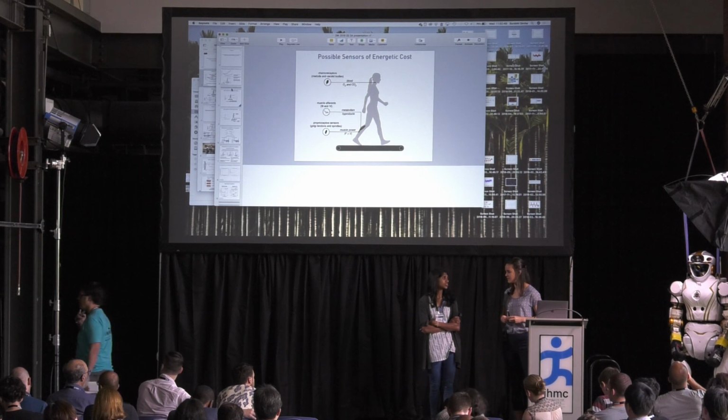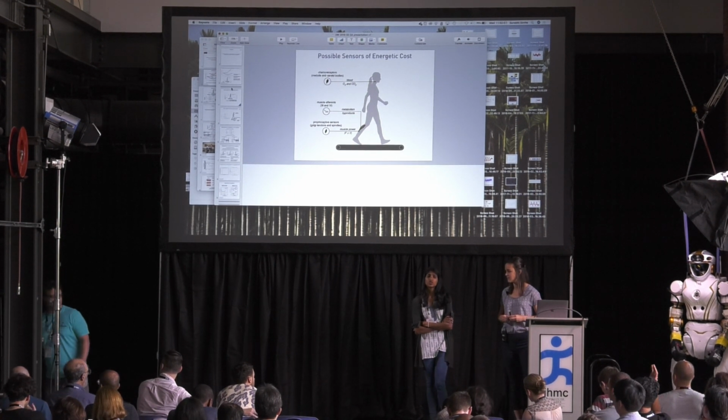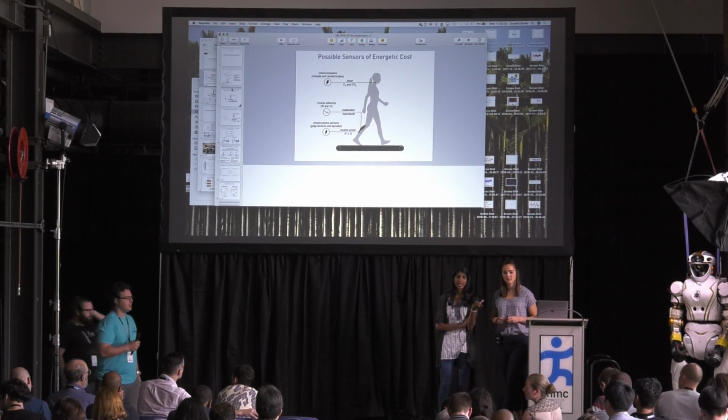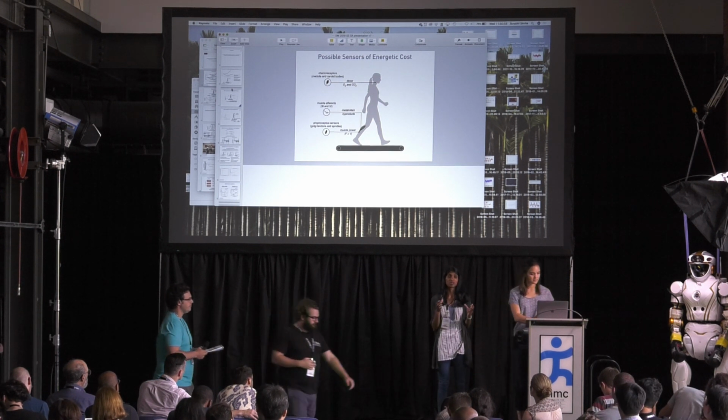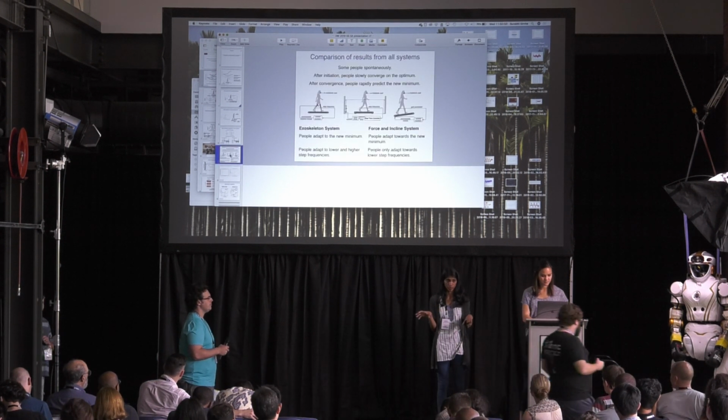Differences in initiation? No, so I think that's one of the similarities that we pointed out, that in all of them, some people spontaneously initiate and some don't.